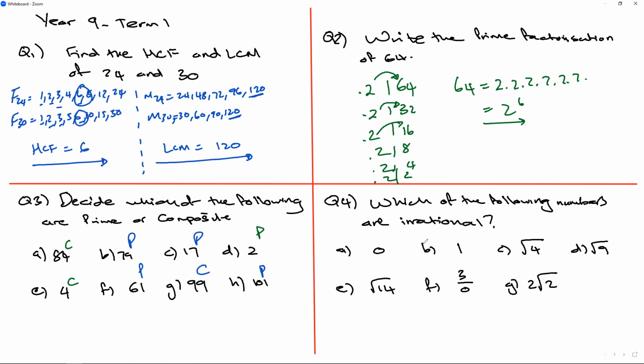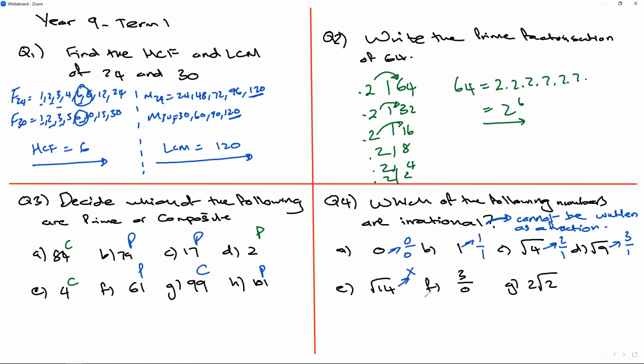Which of the following numbers are irrational? The first thing is, an irrational number cannot be written as a fraction. So what does that mean? It means, for example, this can be 0 over 0. This can be 1 over 1. This can be 2 over 1. And this can be 3 over 1.